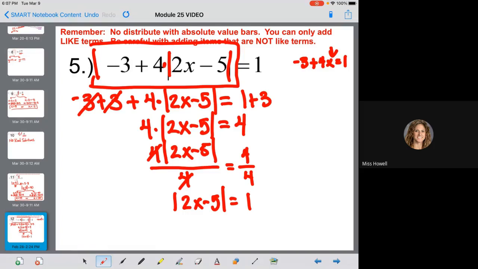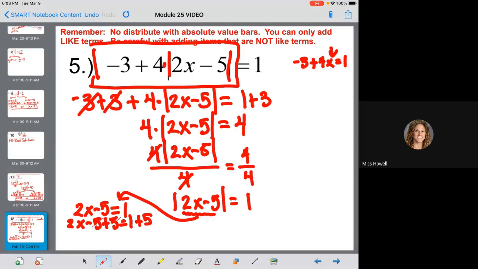Now that the absolute value part is completely by itself, just this inside part can be two things, right? That inside could be a 1 or it could be a negative 1. So now we're going to break it apart into its two possibilities. 2x minus 5, no more bars here, right? We're pulling it out and thinking about what that inside could be. It could be a positive 1. Now we have a two-step here. So 2x minus 5 plus 5 equals a 1 plus 5.